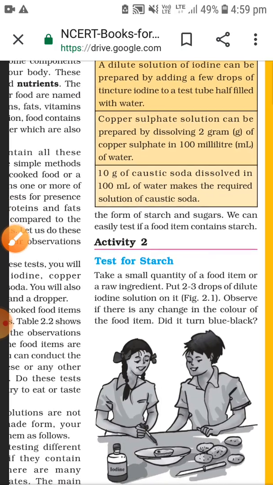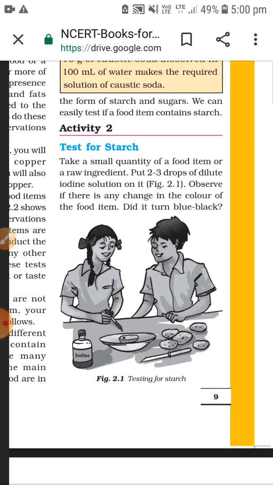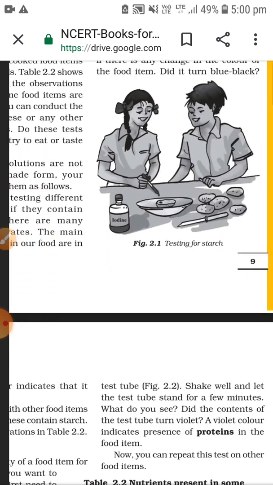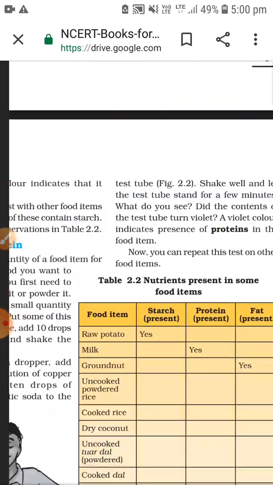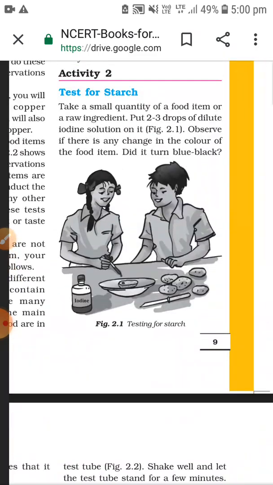Okay, observe if there is any change in the color, and when you put 2-3 drops of dilute iodine solution on it, the color of the potato would turn blue or black. So this is the testing of starch. In the next video we will do the test of protein, and in another video, this is part first.